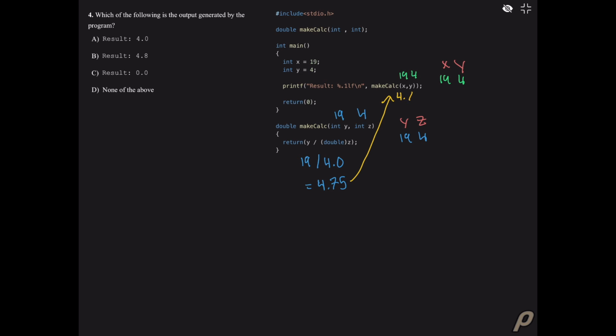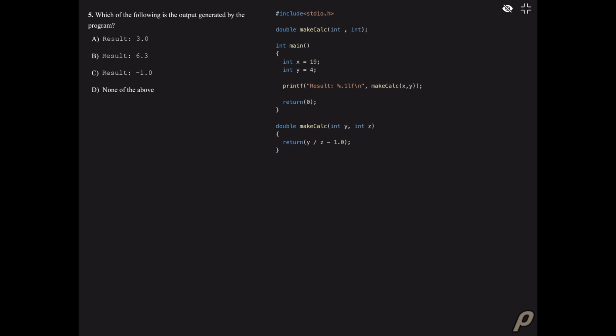So we pass this 4.75 back up into this function, and just like before, we are printing out the result of 0.1 LF. And if you remember, that 0.1 means we are rounding to 1 decimal place. And if we round 4.75 to 1 decimal place, we get 4.8. So this is going to be result 4.8. And if we look over at our answers, this is going to be answer B. All right, moving on to question 5.